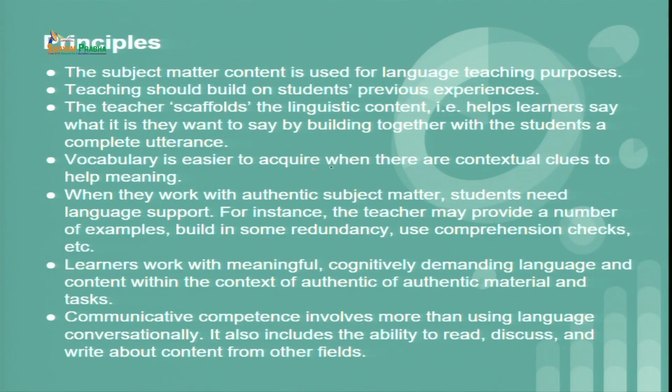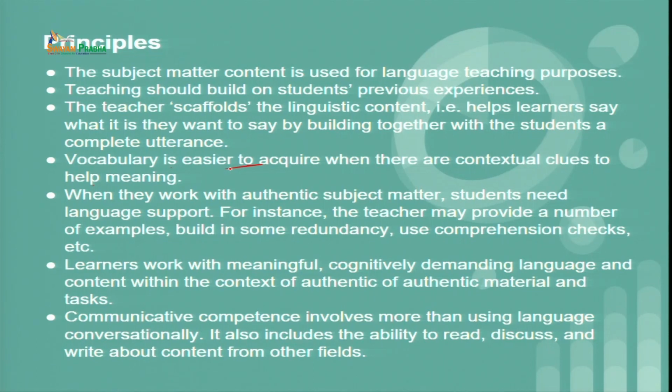Now the fourth point, as you see, is that vocabulary is easier to acquire when there are contextual clues to help meaning. So this is contrary to the grammar translation method, and other methods that focus more on learning in isolation. It is closer to methods like communicative language teaching, which says that vocabulary items or grammatical sentences can be learned when they are understood in a social context. So vocabulary becomes easier when you present it within a context, within a social system.